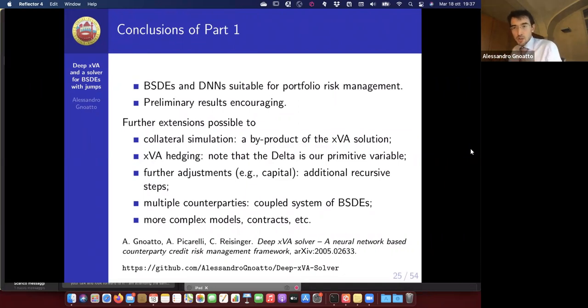So by approximating the BSDEs via deep learning, we can set up a whole portfolio-wide risk management framework. We are able to perform pathwise simulation of the collateral. I will not discuss this in detail, but our approach is flexible enough to account for realistic collateral specifications. We are able to talk about xVA hedging, which is slightly difficult to do in practice. And we are also able to tackle the recursive structure of some valuation adjustments.